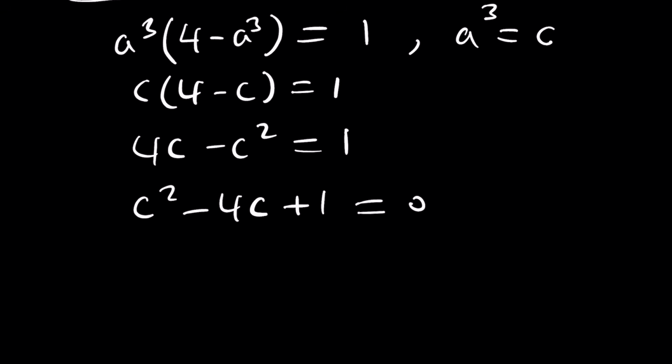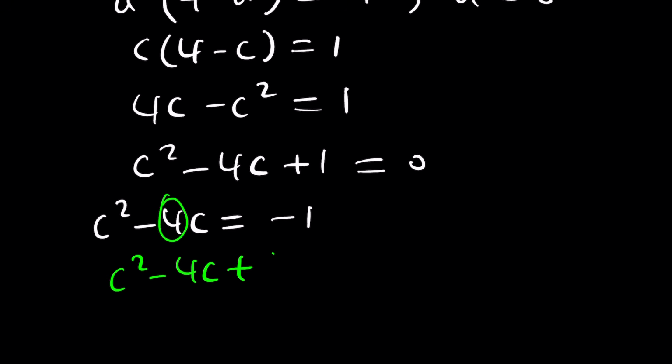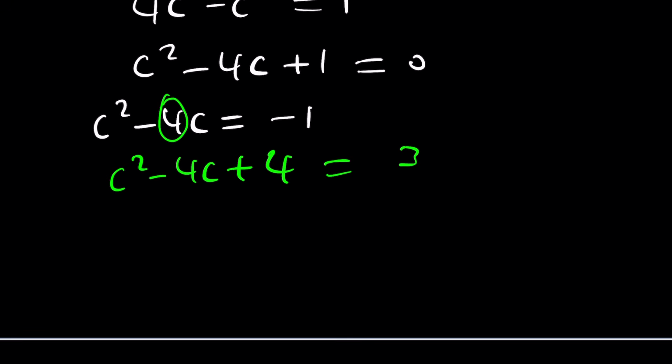Again, you can use the quadratic formula. If you don't like formulas, you can subtract 1 from both sides and then add the magical number, which is completing the square. Half of 4 is 2. 2 squared is 4. So you're supposed to add 4 to both sides. If you do, you get this, and the left-hand side becomes c minus 2 quantity squared.